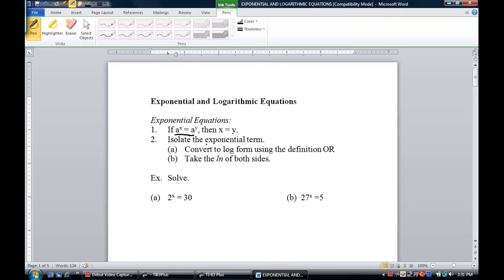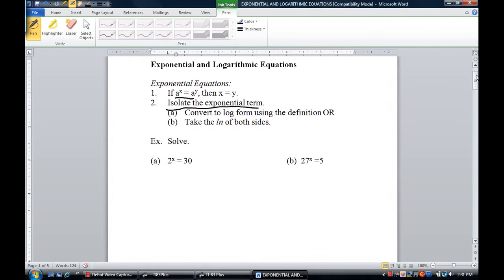Now, if we have different bases on each side of the equal sign, here's what we're going to do. First step is to isolate the exponential term. That means we want to get the term that has the exponent, where the exponent is a variable. We're going to isolate that, which means we'll eliminate all numbers around it. And then there's two main ways to solve from there. Either we'll convert to a log form using the definition, or we'll take the natural log of both sides. We could easily take the log of both sides, log base 10, or common log, but we'll take the ln most times. Just depends.